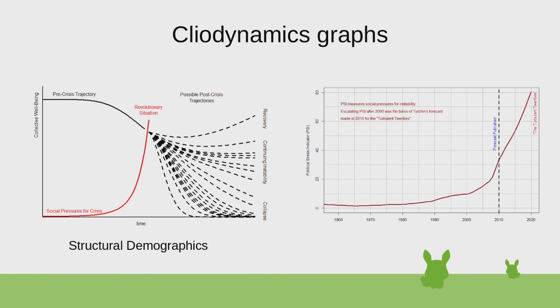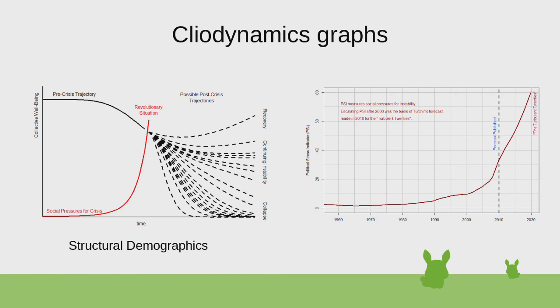These graphs show what happens when using structural demographics. On the first graph, you can see the collective well-being starting to decrease, but social pressure for crisis not changing much. But once the social pressure for crisis starts to rise, it increases very fast. It is usually caused by some trigger. Just think of the death of George Floyd and the social unrest it caused.